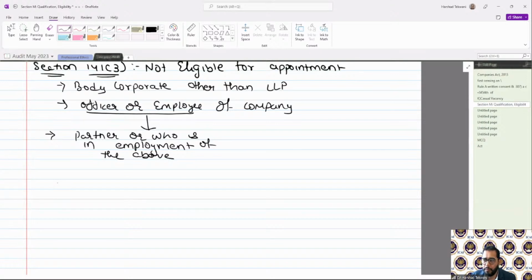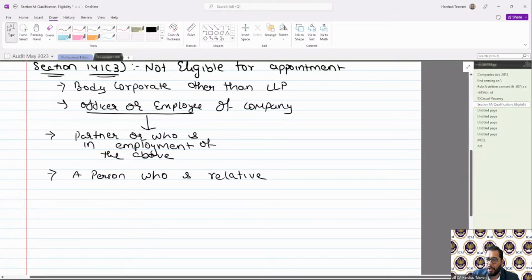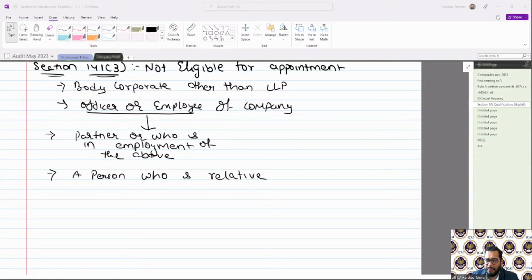Then a person who is a relative or partner. There are conditions for the relative or partner. Now when I talk about a relative, there is a definition given: members of HUF, their spouse, and those related in other prescribed ways. So there is a definition given for the relative under the Companies Act, and that definition will be applicable over here.